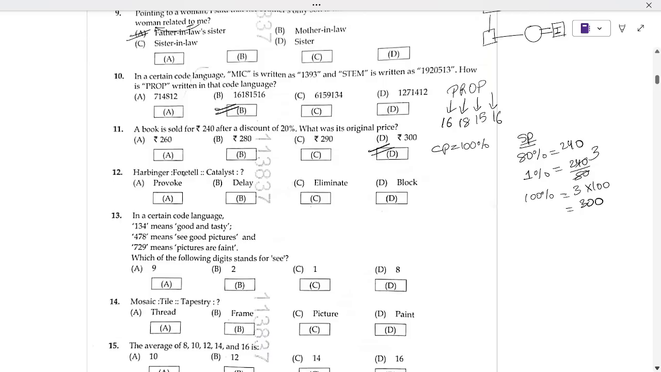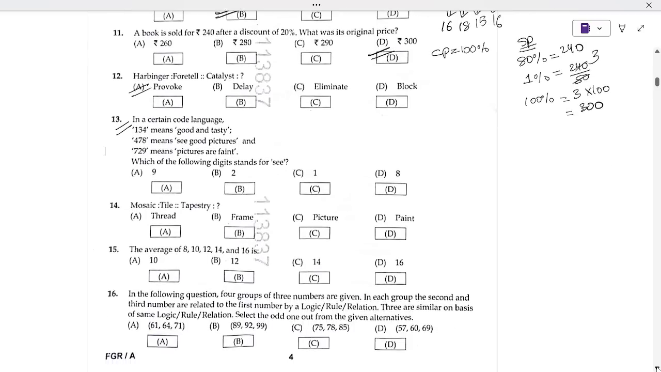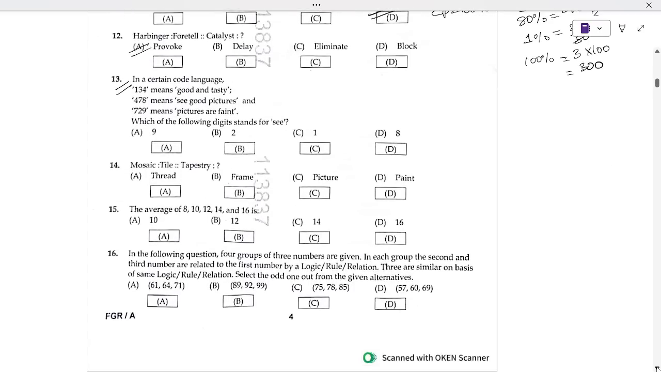So here, with some similarity, what will the answer be? Next one is also from coding and decoding again. I think this is the fourth or third question. So let's check. 1, 3, 4 means good and tasty, and 4, 7, 8 means see good pictures.